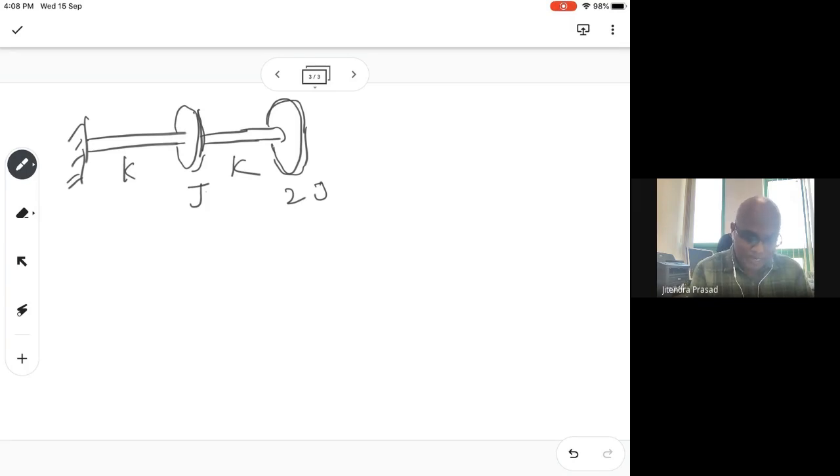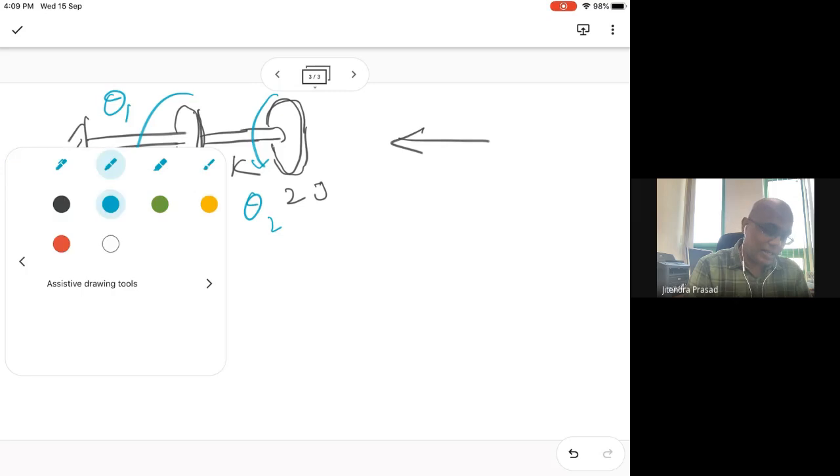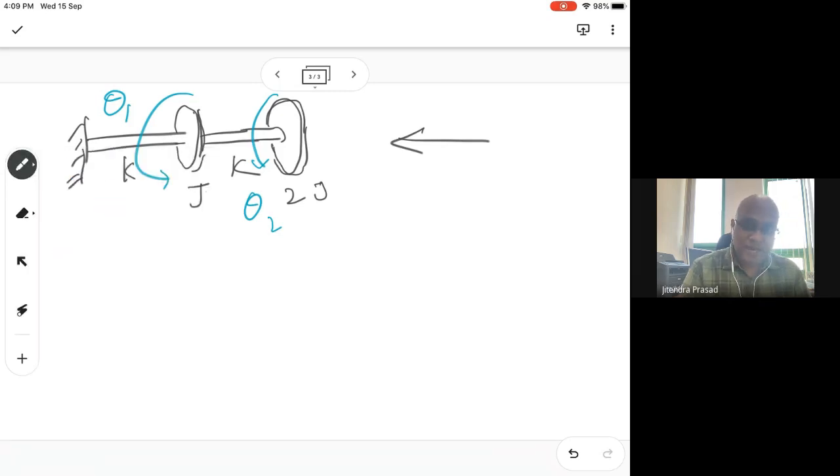you can assume, let's look at it from the right. It will have two displacements, right? One displacement will be from here to here. Let's call it θ1, and there will be another one from here to here. Let's call it θ2. Now we have to write the equations, and how to write the equations? We can draw the free body diagram.